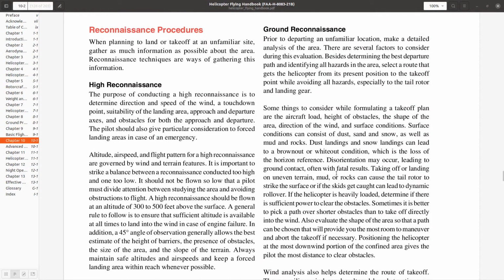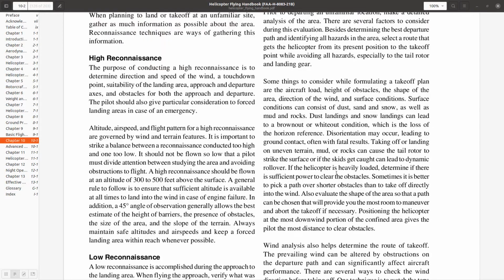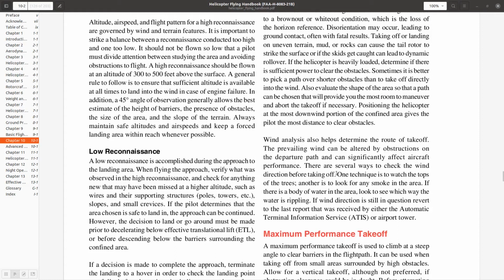Right. Now, another thing you can do, by the way, is ground reconnaissance. And that's the best. If you can visit the place you're going to land on the ground, then you can really see, oh, there's some power lines that I might not be able to notice. What's the surface look like? These are things that you can determine later. And in a little bit, we'll talk about confined area operations. I don't know why they break it up this way in the book, but they do.